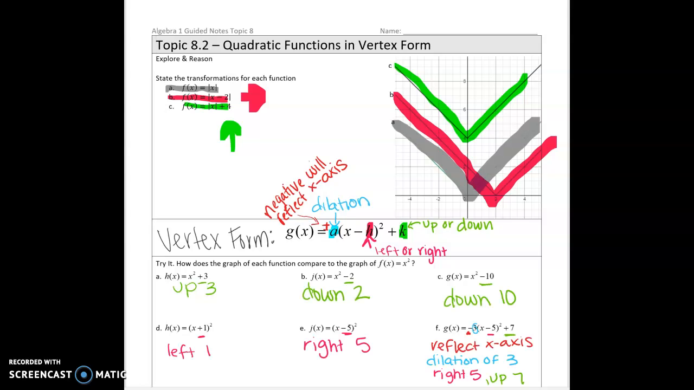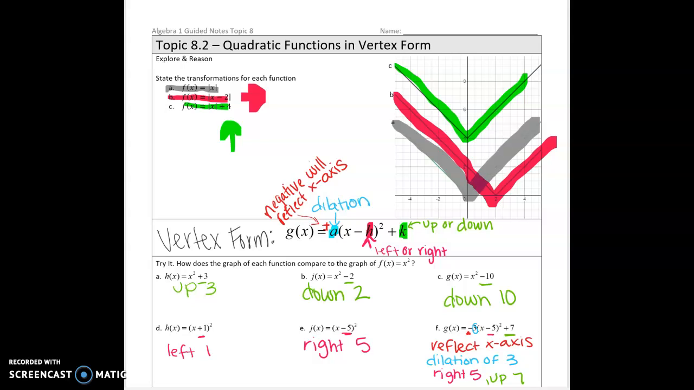Okay, so hopefully you tried those. The plus 3 we said was up 3. This is outside, again, that squared, so it's the k value, so it's going to go down 2. Outside again, so it's down 10. And then here's the difference. Here is the h value. It is inside the parentheses, so it's your h, so it's going to move it left or right. And remember, it's opposite. So this is positive 1, so it's actually going left 1. Minus 5, right 5.